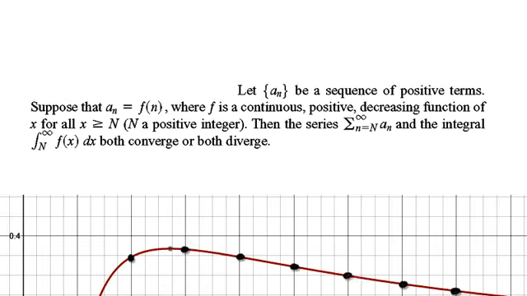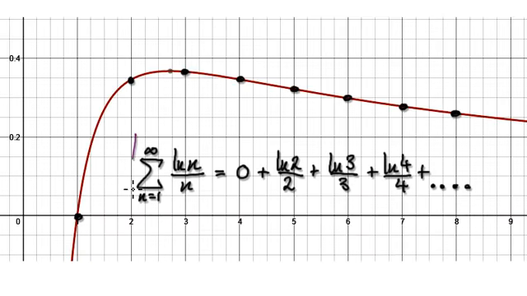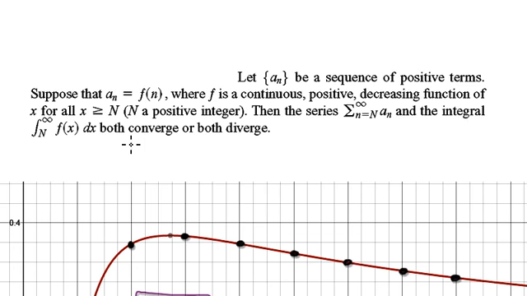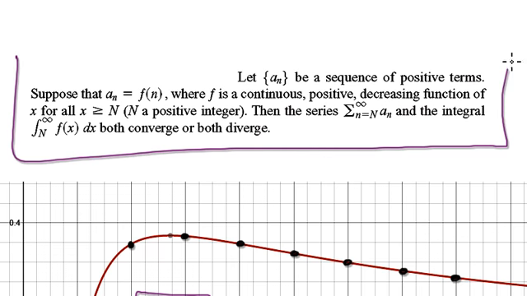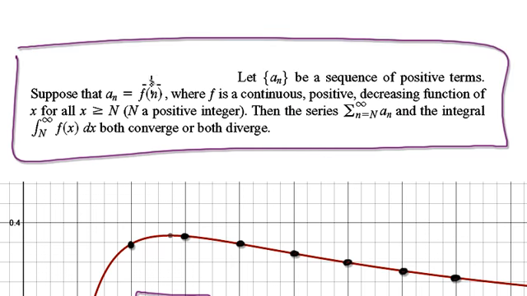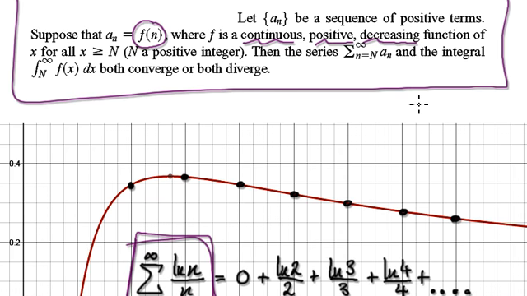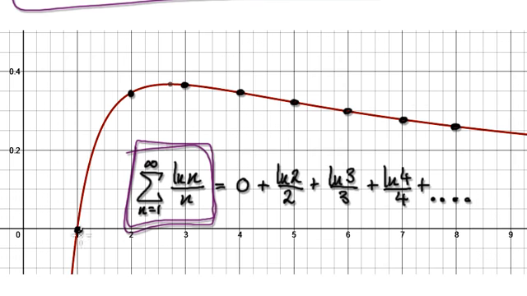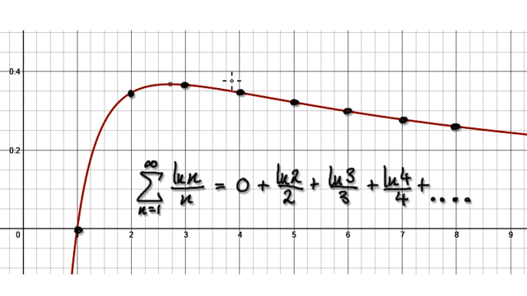In this video, we're going to try and determine whether or not this series will converge or diverge. So going back to our theorem, it requires the function to be continuous, positive, and decreasing. Our function here is not decreasing. It is increasing, and then it decreases. So we might have to cut up somewhere around here.